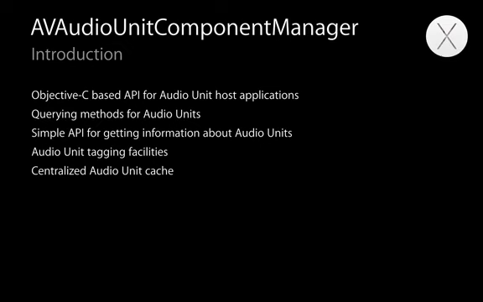We provide a number of different querying methods which enable your host to find the audio units on the system given some criteria, for example, number of supported channels. We have a simple API for getting information about each individual audio unit. We have some new tagging facilities that I'll demonstrate in a moment. And finally, we have a centralized audio unit cache, so that if you have multiple host applications on your system, once one host has scanned audio units, and for a lot of people they have a large number of them, so this can take quite some time, all the other hosts on the system share that information so they don't have to perform that exhaustive scan again.